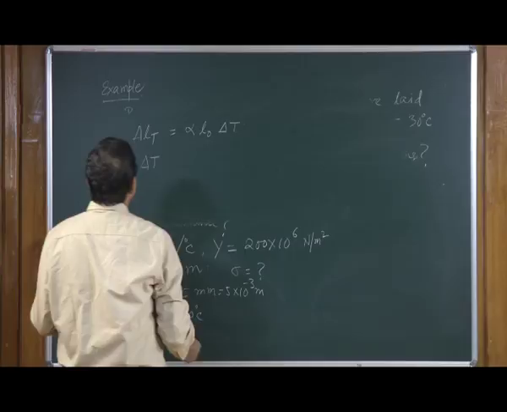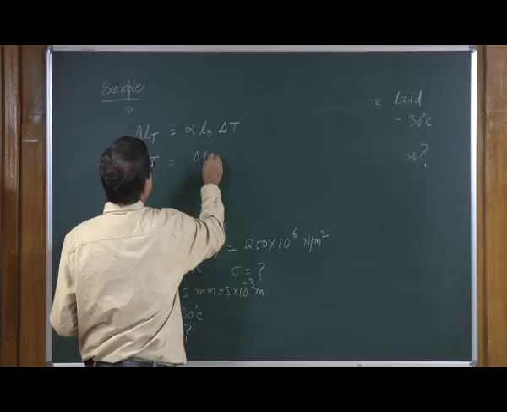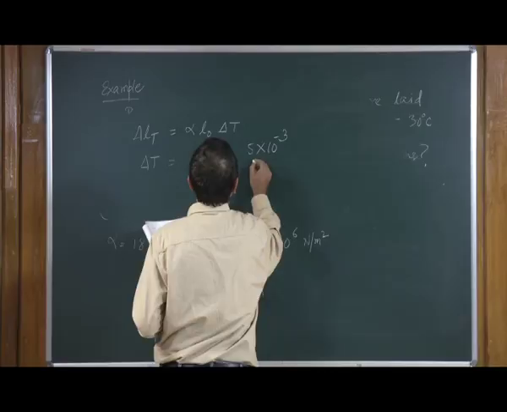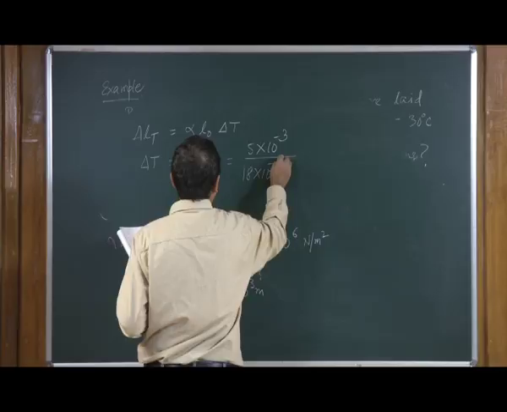So, delta T is equal to delta L T divided by alpha L 0, and if you put everything in, 5 into 10 to the power minus 3, and this is 18 into 10 to the power minus 6.